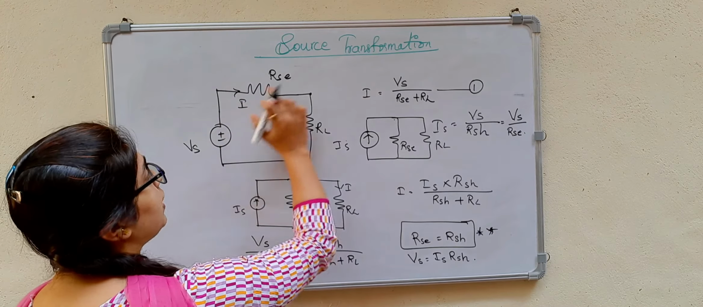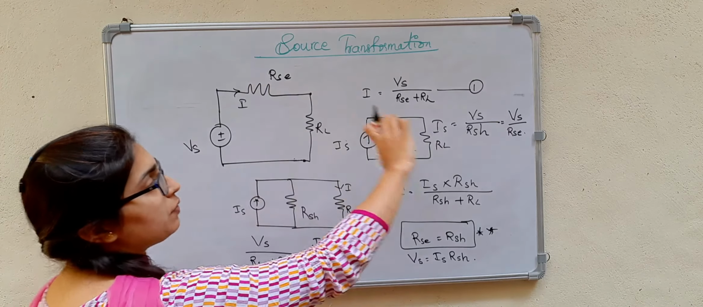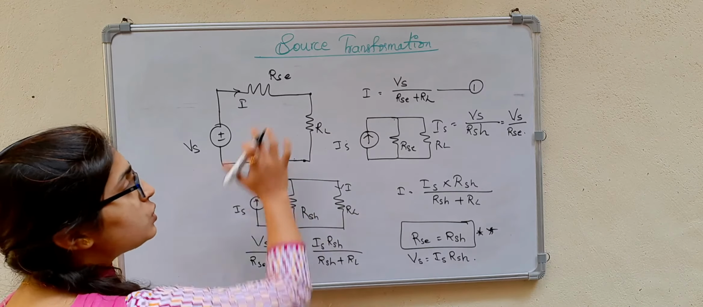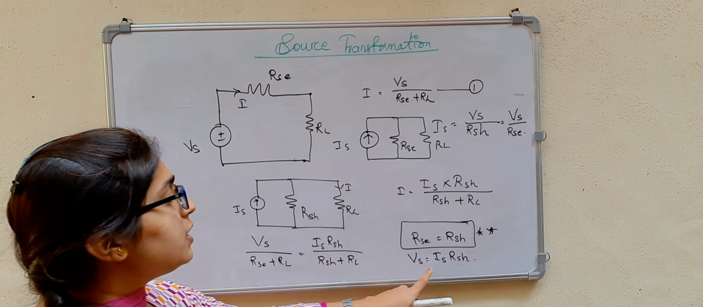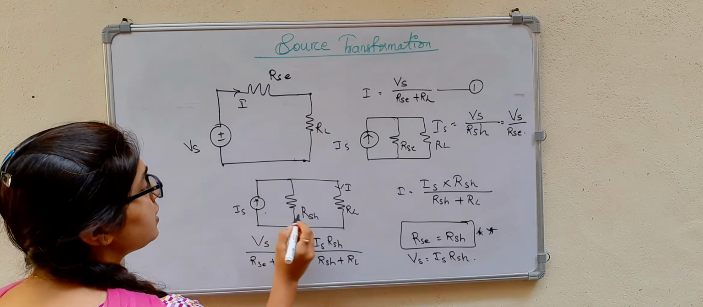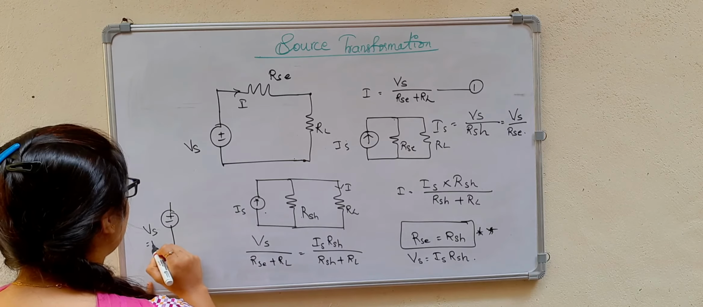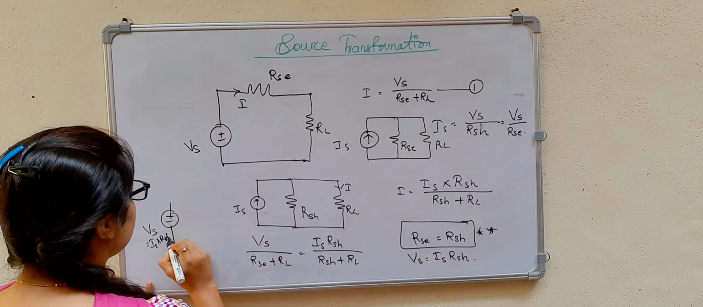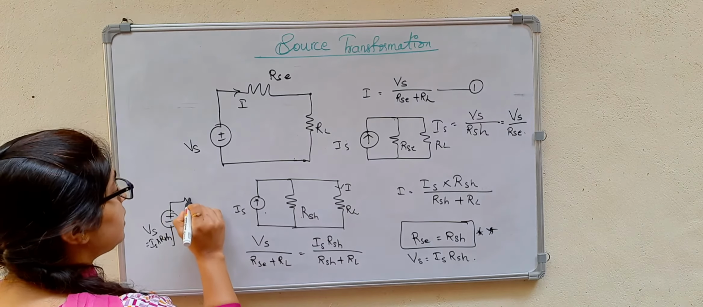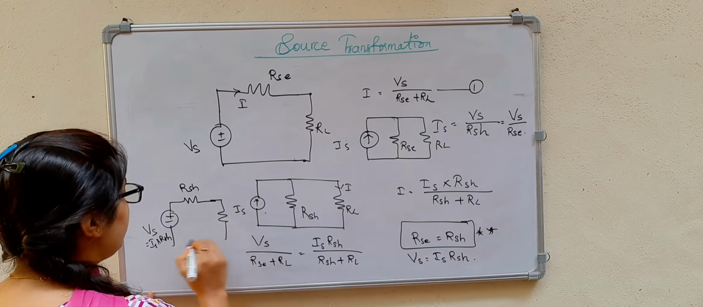So Vs divided by RSC, that will be equal to your current Is. Then this one will be in parallel with the current source. So if you are going to convert this to a voltage source, then what happens? Vs is equal to Is into RSH. So we can write Is into RSH, that will be your Vs. Then you have RSH, which was in parallel, and it becomes in series with the voltage source. Then you have the load resistor RL.